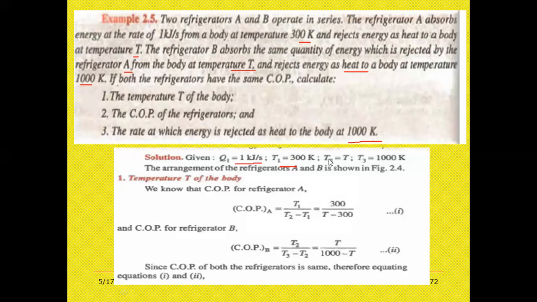Next, what is T2 here? Refrigerator B absorbs the same quantity of energy, Q1 equal to 1 kilojoule, which is rejected by refrigerator A from a body of temperature T2. Therefore T2 is equal to temperature T. Now T3, the energy rejected as heat to a body at a temperature of 1000 Kelvin. T3 is equal to 1000 Kelvin. The arrangement of refrigerators A and B is shown in figure 2.4.